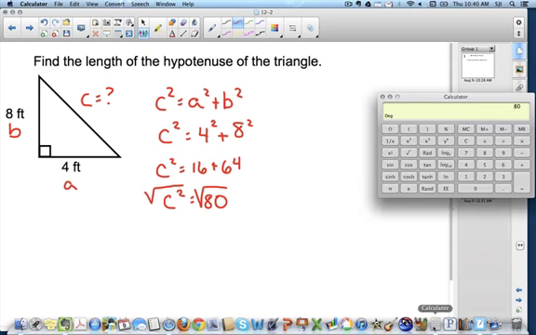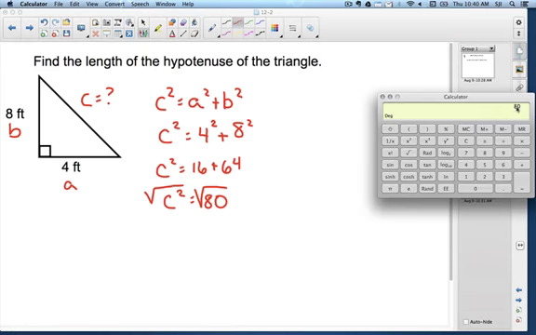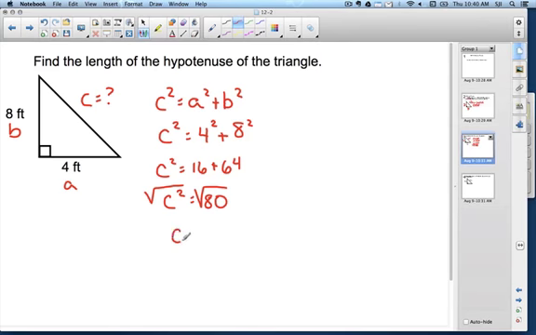So we're going to go to our calculator. We have 80 in our calculator here. And this button right here is the square root button. In other words, this is the button that we use to find the square root of 80. So I'm just going to push this, and I get 8.944, and it seems to go on and on. So I'm going to round to the nearest tenth, and I'm going to say that this is 8.9. So that means C is equal to 8.9 feet.